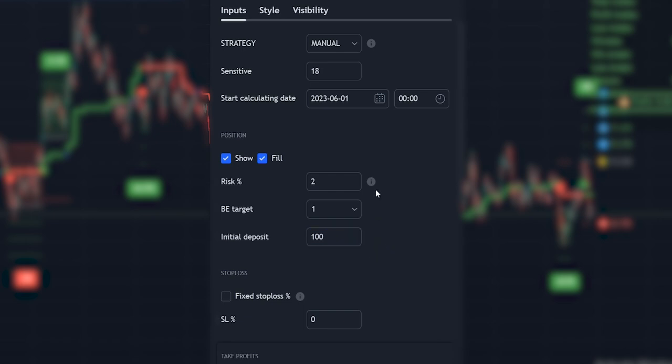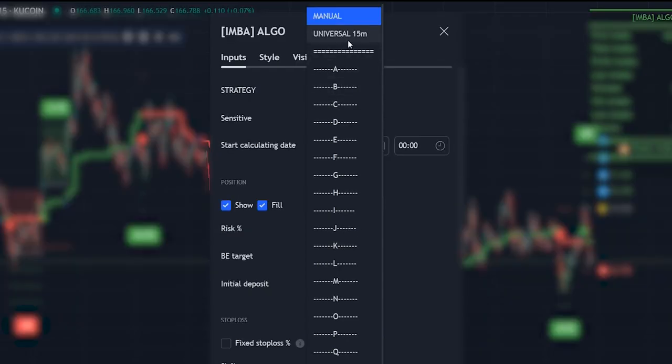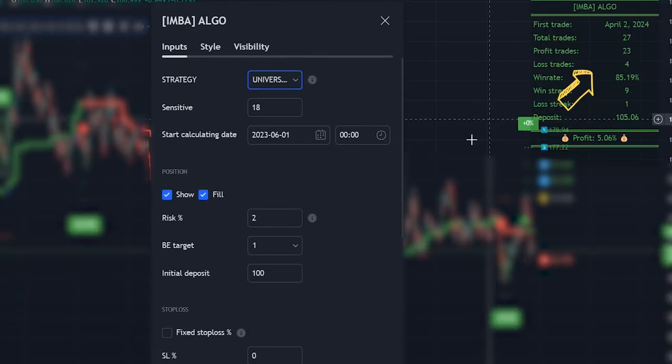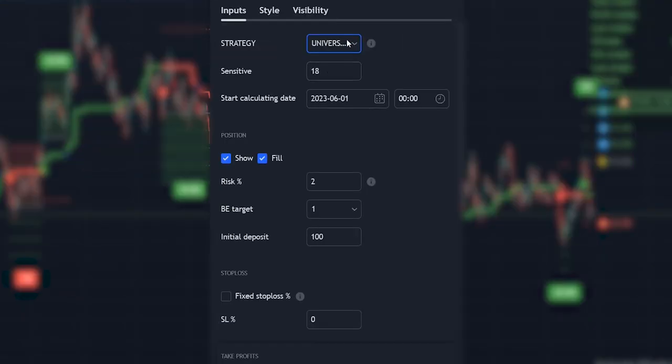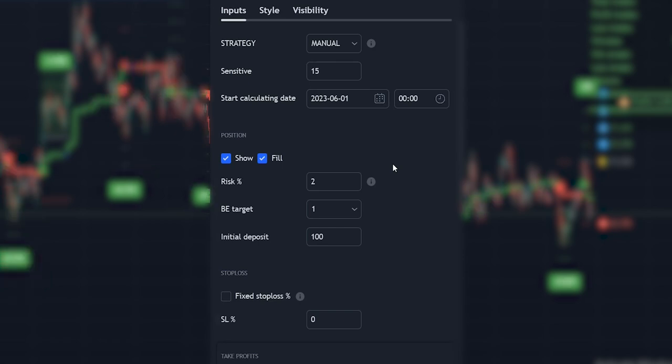At the top of the inputs, there is an option to select a different trading strategy. For example, if we change the current strategy to a 15-minute one, we will see that the win rate changes. Let's keep the strategy manual. You can also adjust the signal sensitivity. I recommend setting this number to 15 for Solana on the 15-minute time frame. Keep in mind that with good settings, the indicator works great on any market and any time frame.